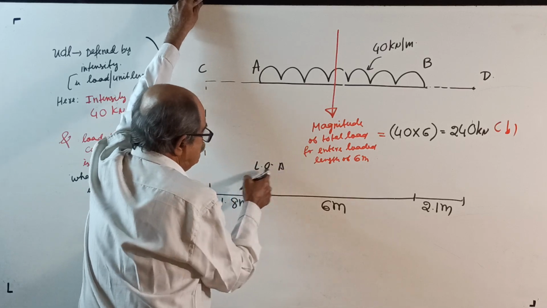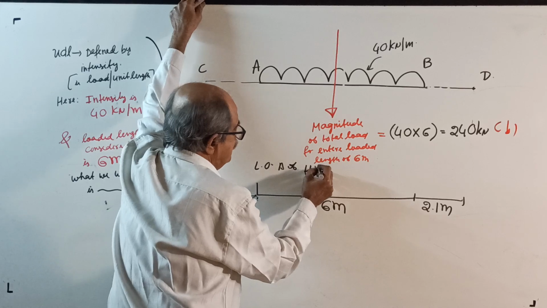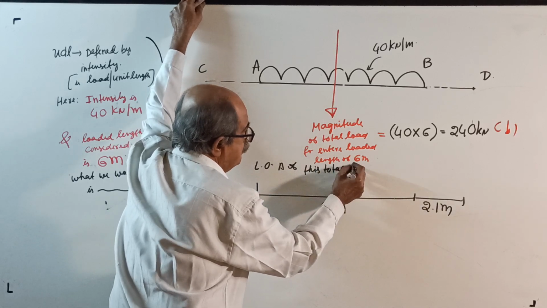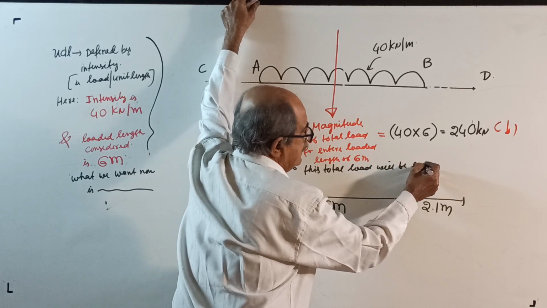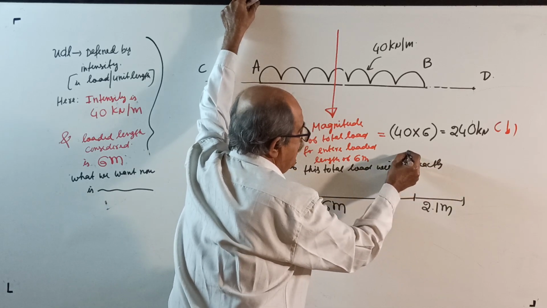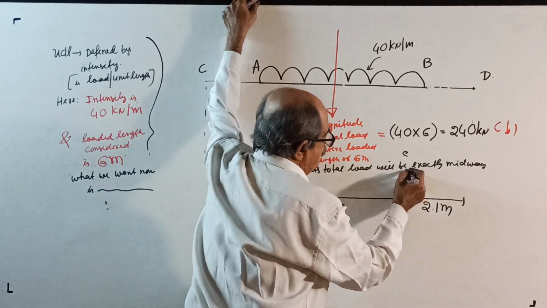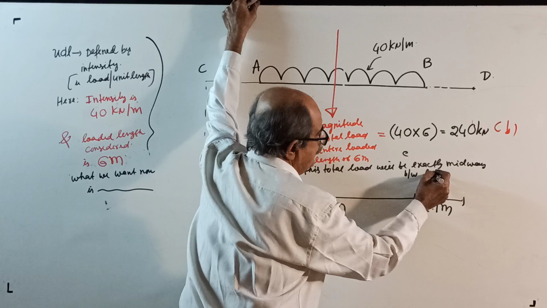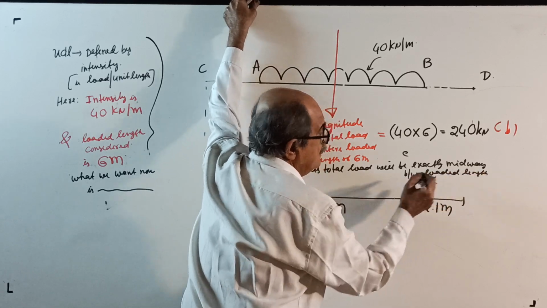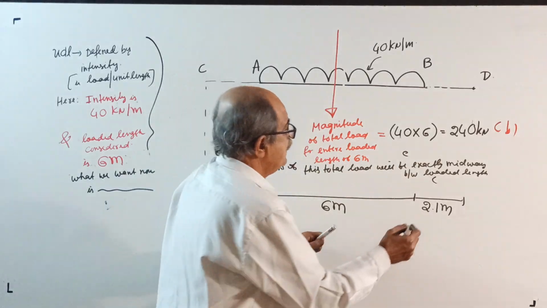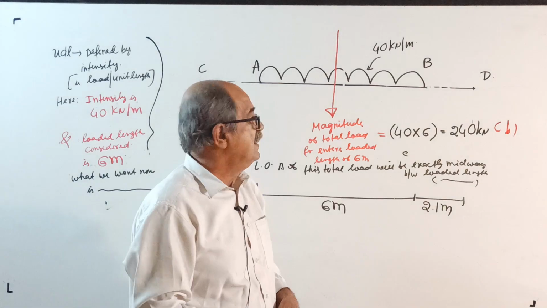Line of action, shortcut. You should write correctly that the total load will be exactly midway between the loaded length. Or you can write one more thing, that is, center of loaded length considered.